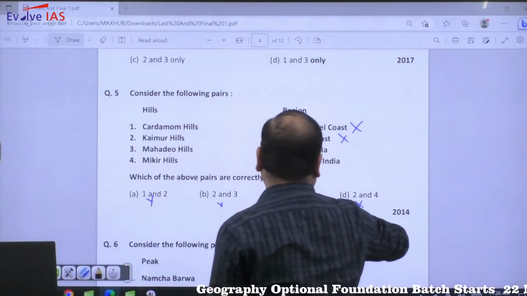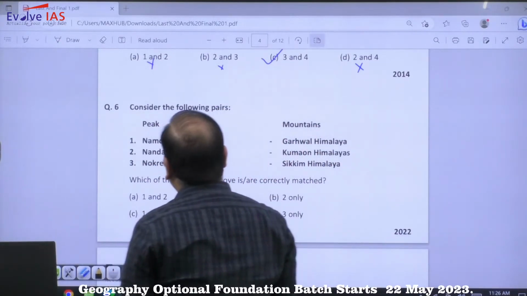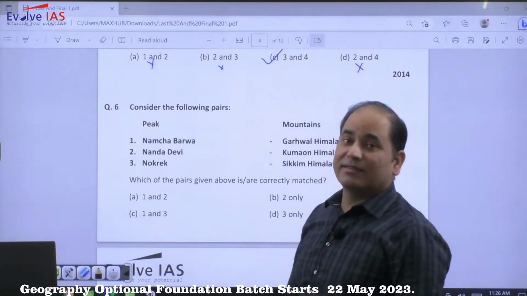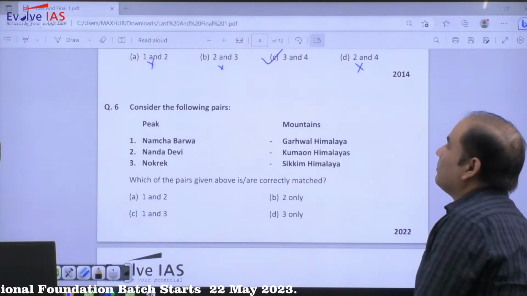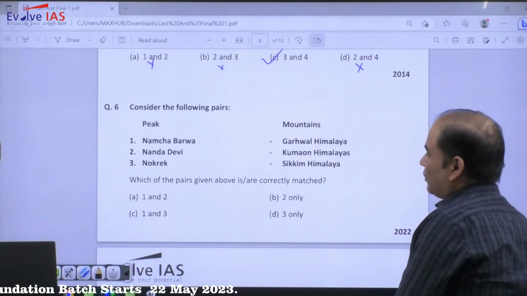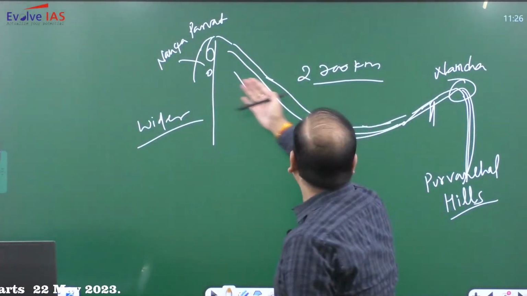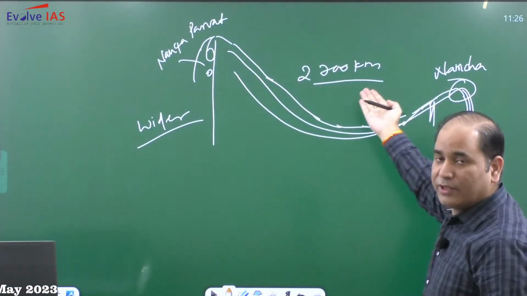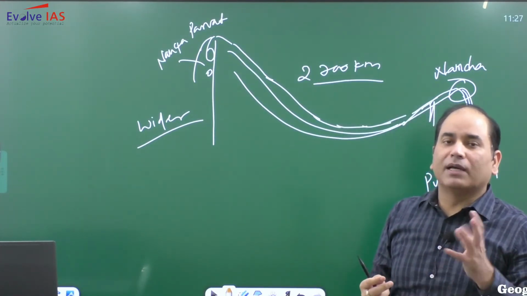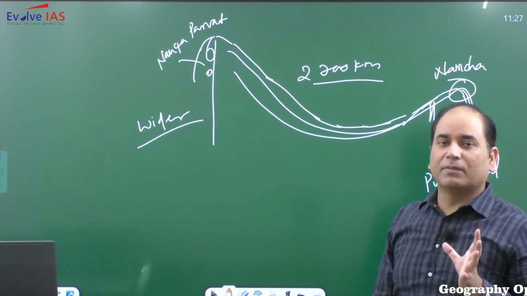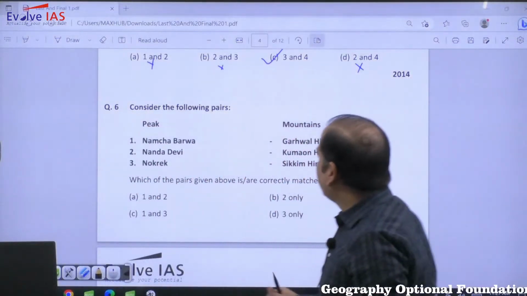Moving to the next question, again a question related to the map based, and this was the question that has been asked very recently. So 2022, the question is about the peaks and mountains. So Namcha Barwa, so just now I have taken this name Namcha Barwa, so it is expected from you that you need to know. तो अगर आप बेसिक इंडिया एनसीईआरटी भी पढ़ेंगे, इंडिया एनसीईआरटी का पहला चैप्टर भी पढ़ लिए हैं, तो वहां से भी आपको पता होना चाहिए that Namcha Barwa is part of Arunachal. So Namcha Barwa is part of Arunachal.